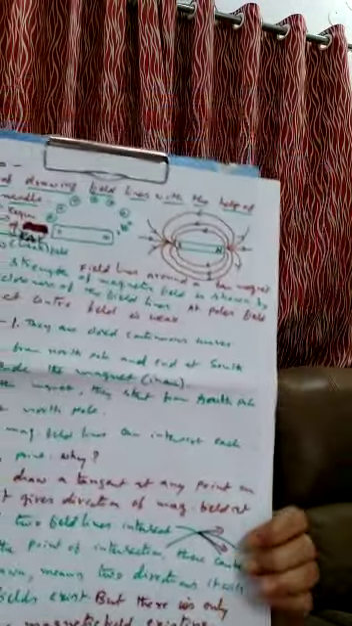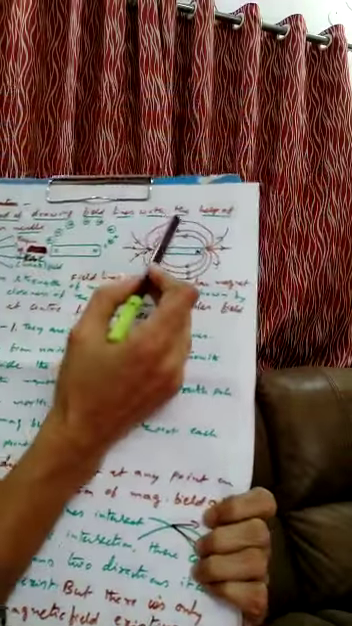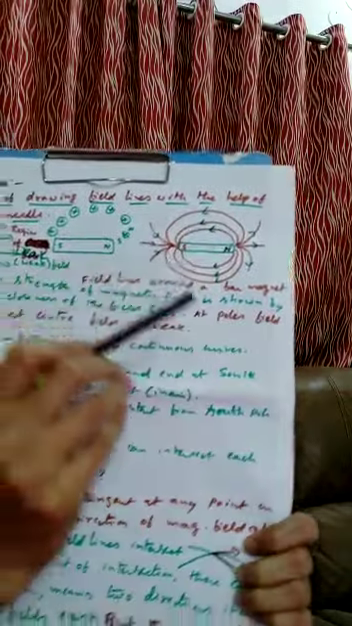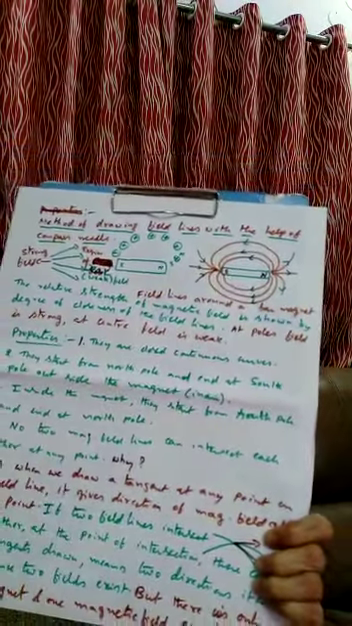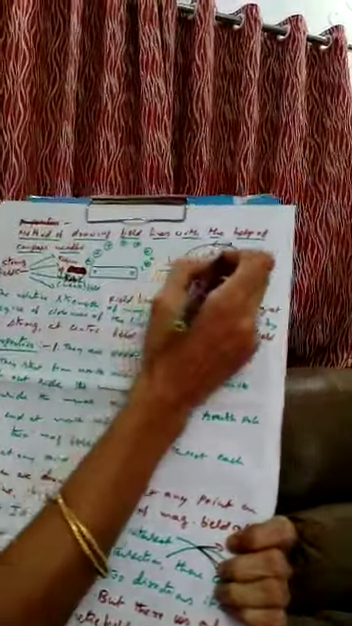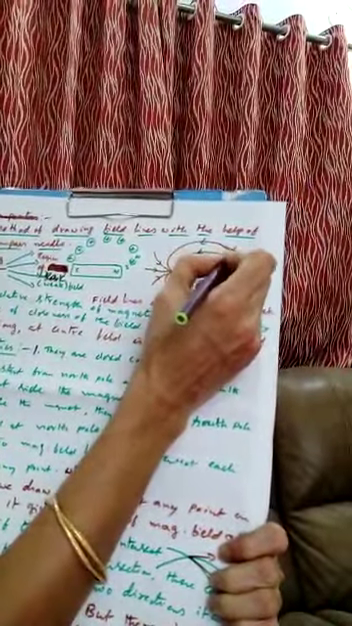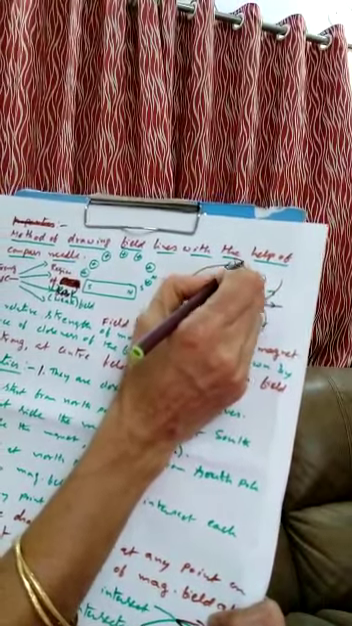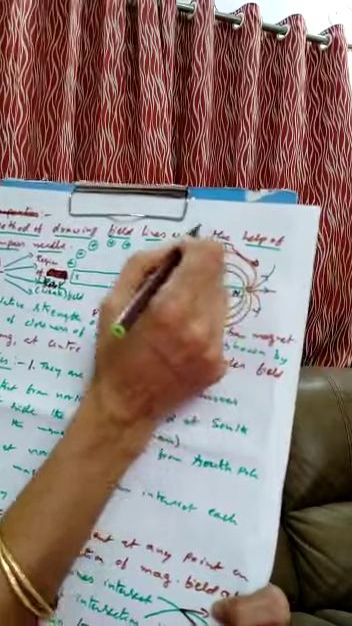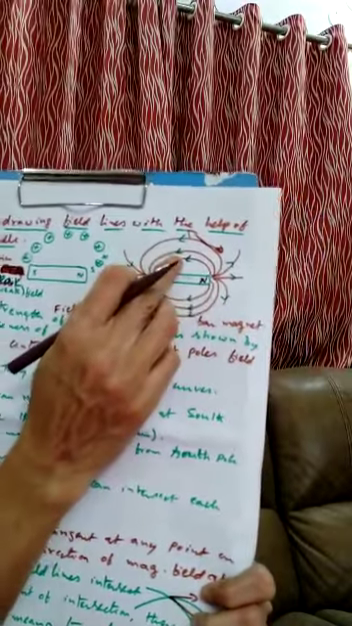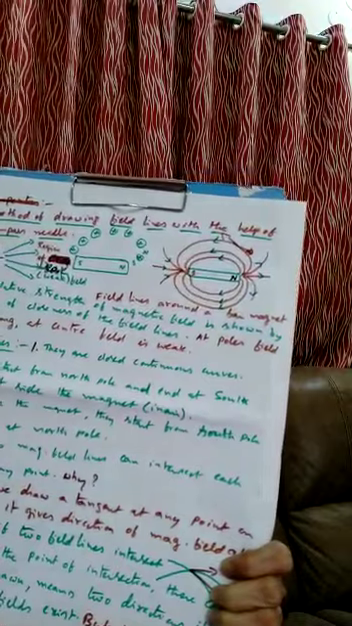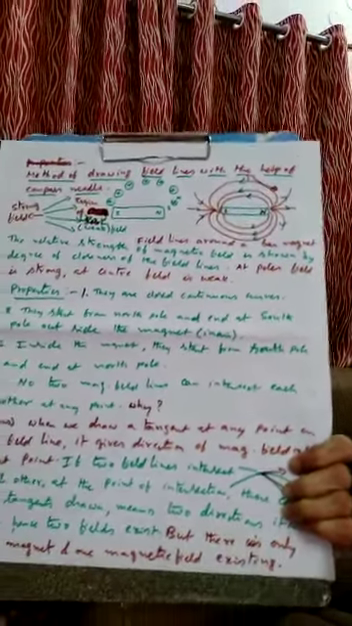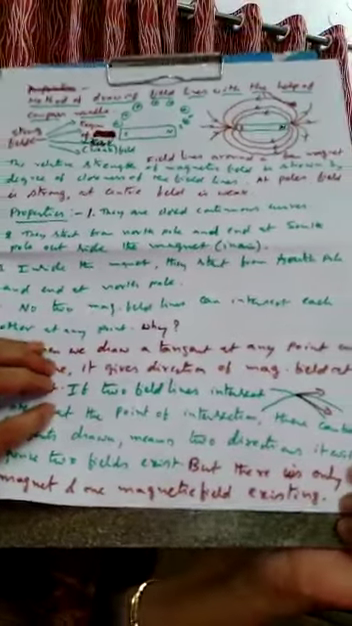Now, whenever you draw a tangent on the line at a particular point, the tangent shows the direction of the magnetic field. Suppose, for example, I have drawn a tangent here like this, just touching. This shows the direction of the magnetic field from north to south. The tangent drawn at a point gives the direction of the magnetic field. Okay, a very important board question I am going to explain.